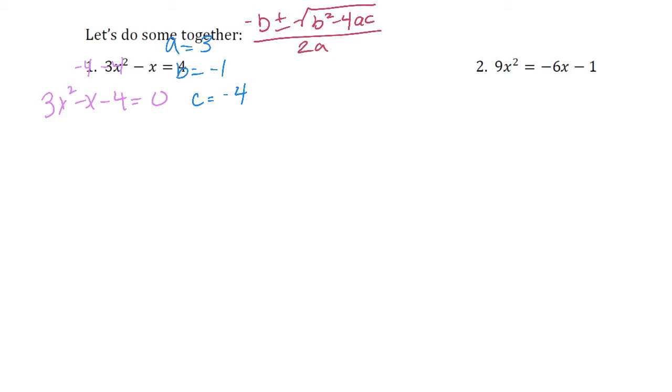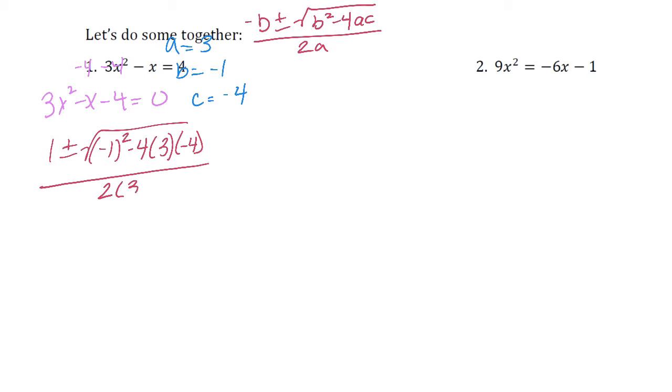All right, so let's go ahead and fill this in. So opposite of b, so opposite sign of -1 is +1, plus or minus the square root of b squared minus 4 times a times c, all divided by 2 times a. So I filled in the values of what I know. All right, let's go ahead and simplify those.